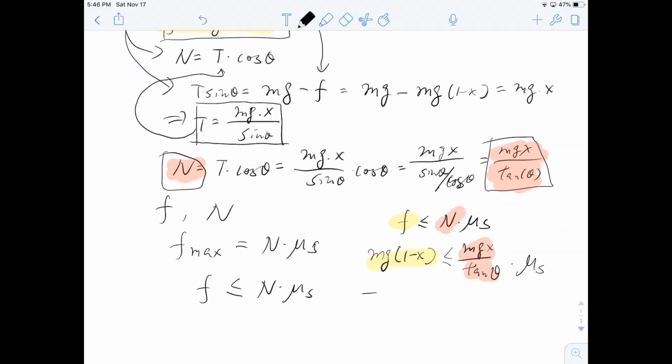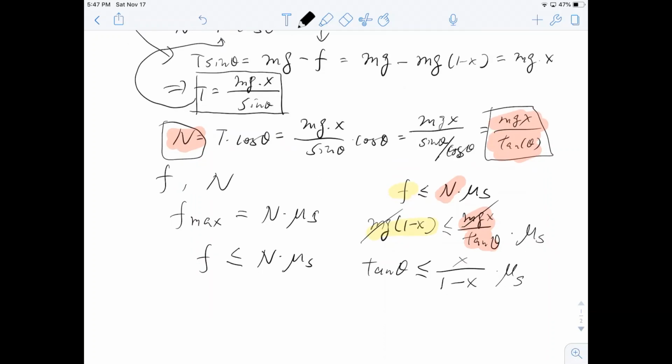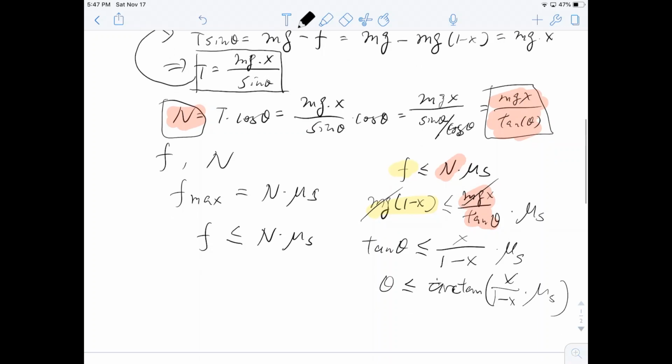Then we move the tangent theta to the left-hand side. It needs to be smaller or equal to, we cancel out mg here, x divided by 1 minus x times mu of s, right? So then that means theta needs to be smaller or equal to arctangent of x divided by 1 minus x times mu of s. Okay? That's basically the solution.